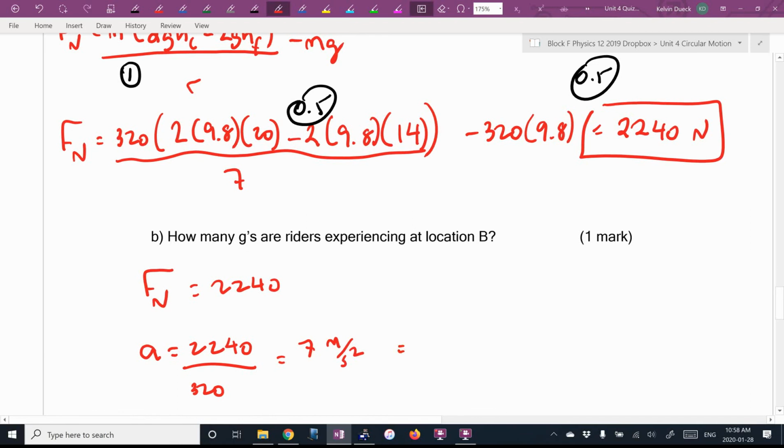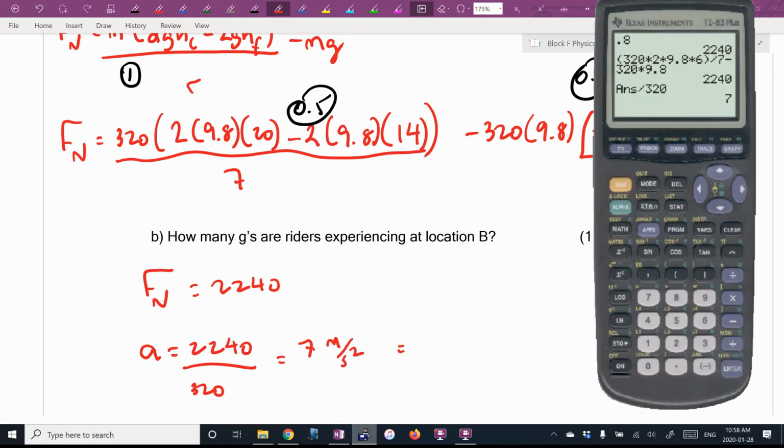How many G's is that? Once I have an acceleration, how do I convert that to G's? And by the way, what is 1 G? 9.8. Are they pulling a whole G? It's going to be less than 9.8. These people are going to feel lighter at the top, not heavier at the top. They'll be screaming in terror, but it's probably still safe.